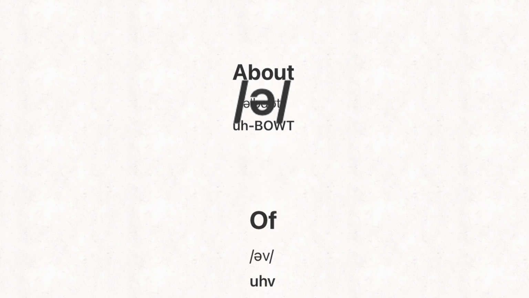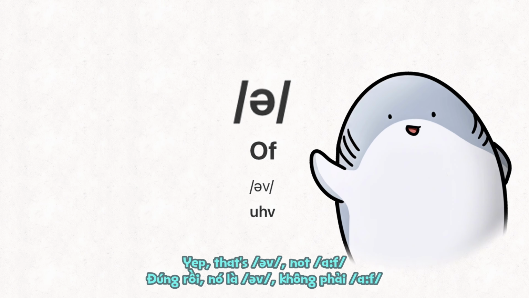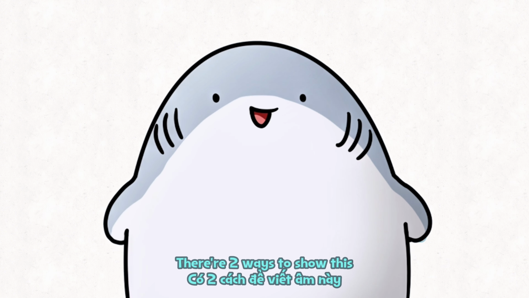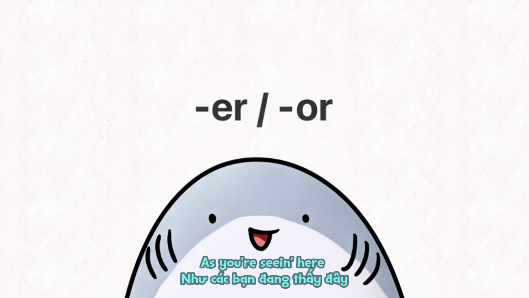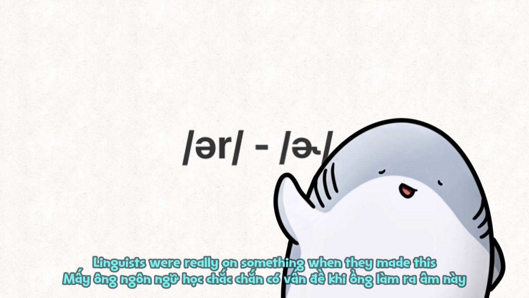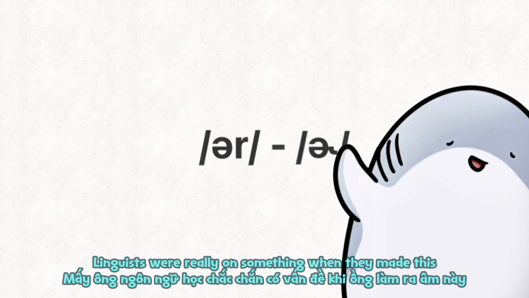About, of. Yeah, that's of, not off. In IPA, there are two ways to show this. As you see in here, clearly, this one looks way simpler. Linguists were really on something when they made this.